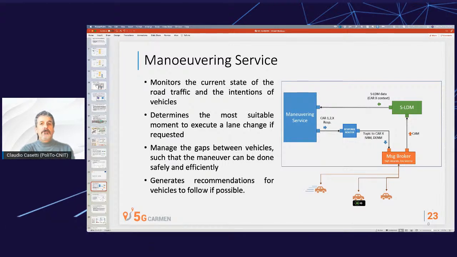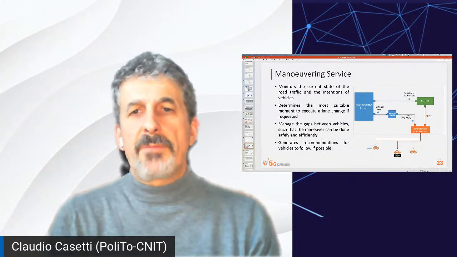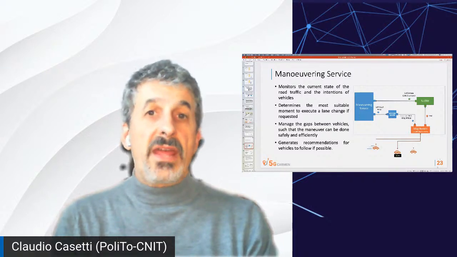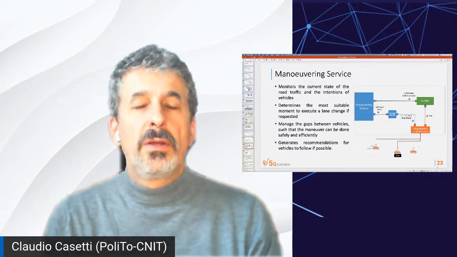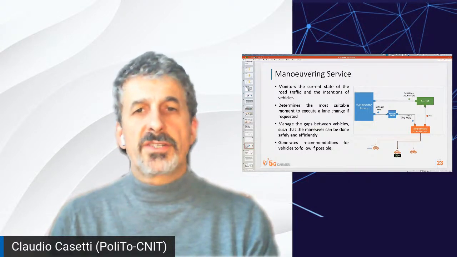However, the limited range of a decentralized implementation could result in a suboptimal handling of some cases. For example, because I do not receive all the CAM messages from all the cars around me. So for this reason, it is imperative that we also envision a centralized version of the maneuvering service.